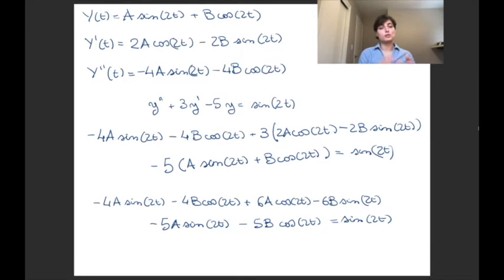And the first version, we just plug it in straight away. We have minus 4a sine of 2t minus 4b cos of 2t plus 3y prime, that is minus 2a cos 2t minus 2b sine of 2t minus 5y, so minus 5a sine 2t plus b cos 2t equals sine of 2t.